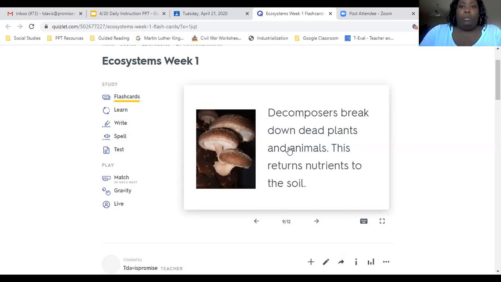Our next term, decomposer. A decomposer breaks down dead plants and animals. This returns the nutrients to the soil. So Ms. Davis was talking about that snake that she ran over 8 times. Once that animal is broken completely down, either by the scavengers or the decomposers, those nutrients again will return to the soil and be reabsorbed through the roots of the plants.